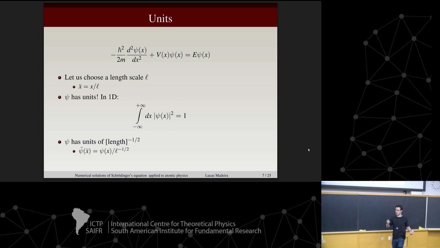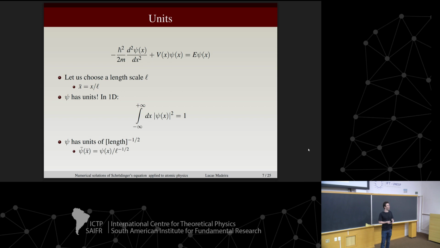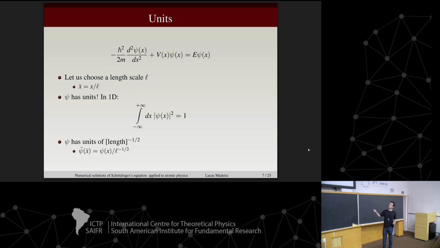So you choose some length scale that makes sense for your problem, okay? It doesn't have to be a round number, as I said. If you're dealing with atomic physics, sometimes you want to use a Bohr radius, for example, okay? And then I'm going to scale all my quantities that depend on distance, like x, by this quantity here, okay? So as I said, I'm going to put bars over everything that's dimensionless, okay? That's my notation. Everything that doesn't have units is going to have a bar on top of it, okay?